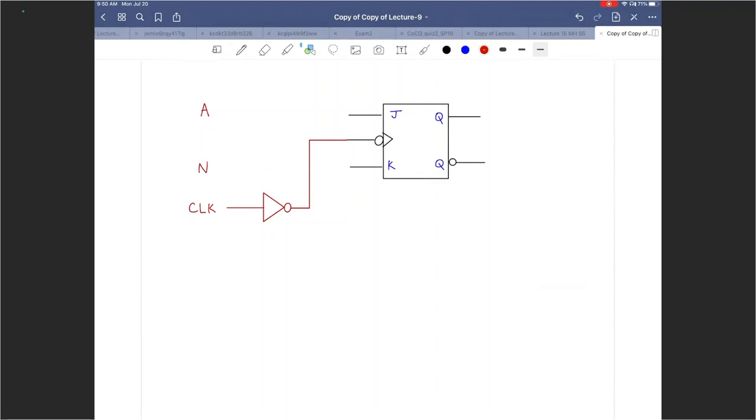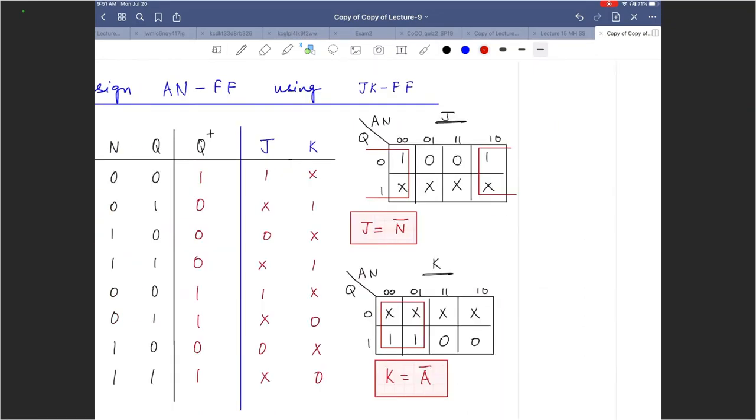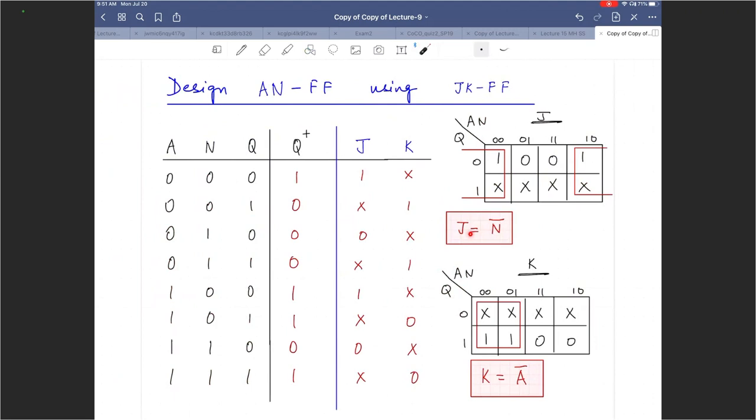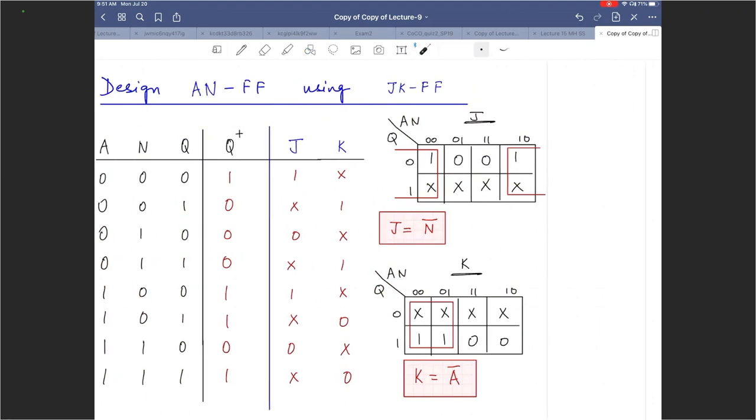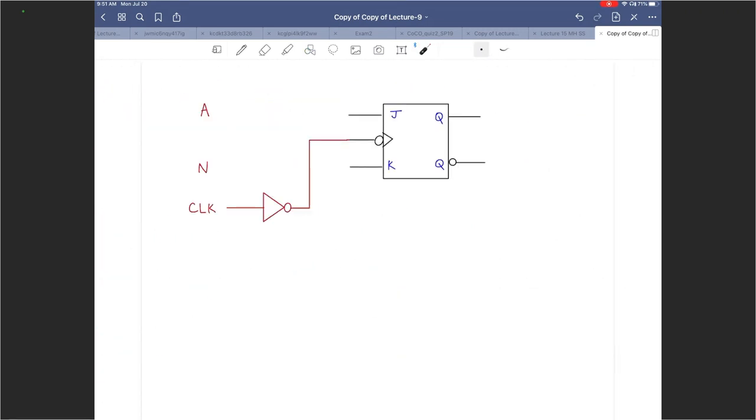Done. Next. What is my equation for J? J equals N complement. Okay. So I need N complement.